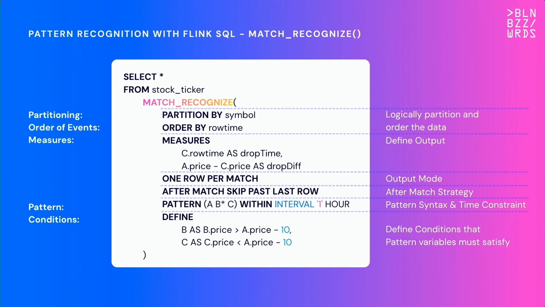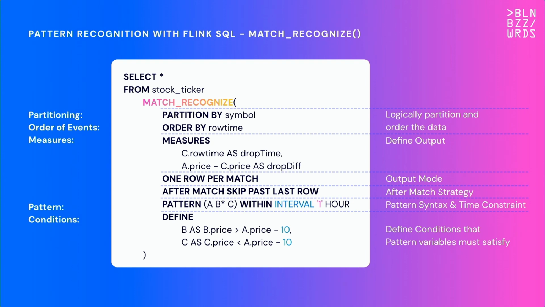You define the measures. The measures in this case are the output that the function will generate to the output topic. You define the output mode, which in this case would be one row per match. So it will write one row to the output Kafka topic for each event pattern that it recognizes within this function.